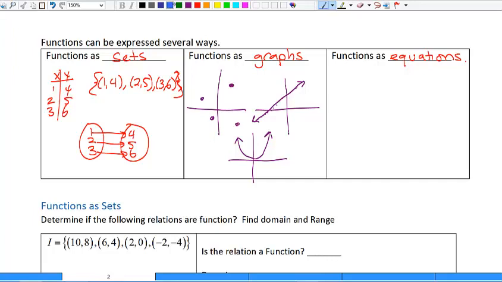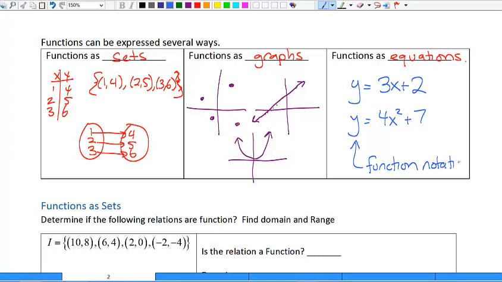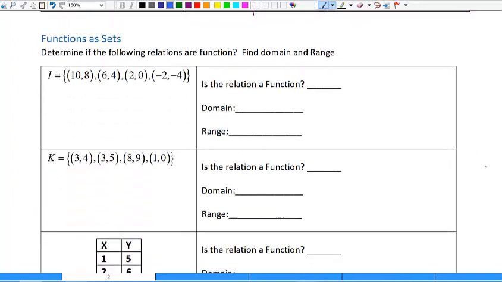And then the last one is functions as equations. So some functions would be like a linear function, y equals 3x plus 2, or maybe a quadratic function like this one. Now this y value, we are going to learn in this lesson a new notation called function notation that is going to replace that value of y with a different function. So those are the three ways that we're going to be talking about functions today. So let's first talk about functions as sets.